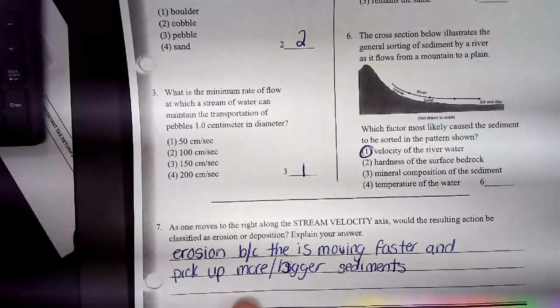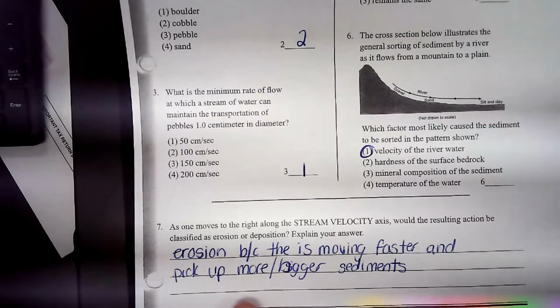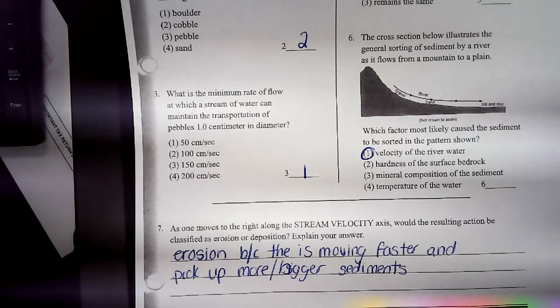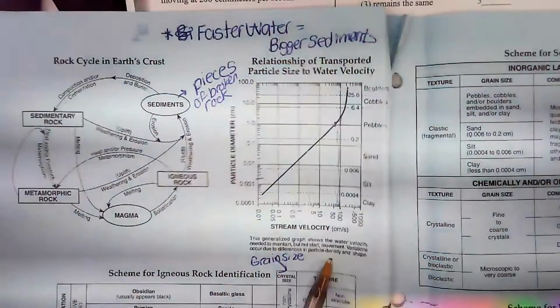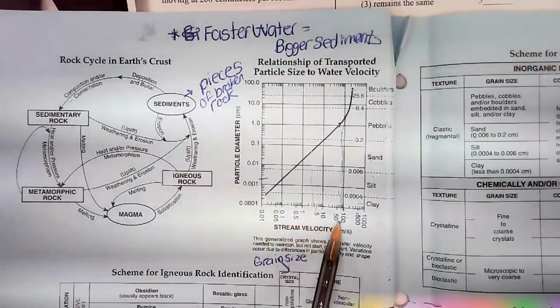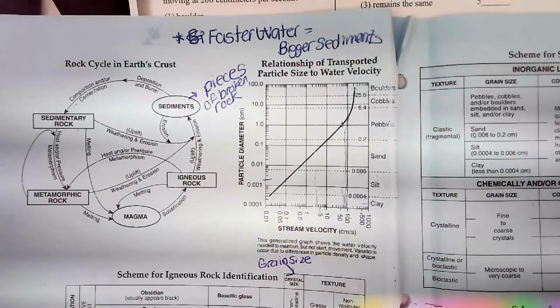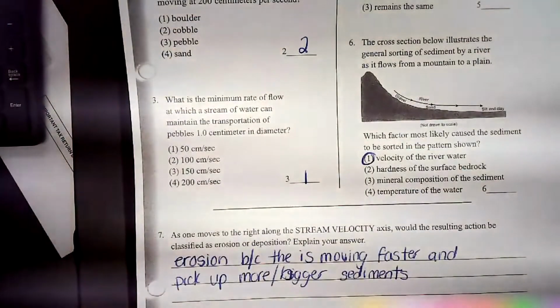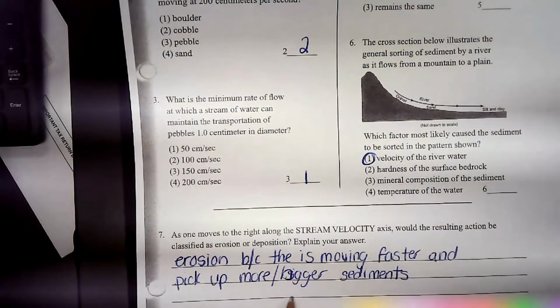7, something about as you go right along the stream velocity axis. So as you go right, the speed is speeding up. So since the speed's speeding up, then you'll have more erosion. So more erosion because it's moving faster and picking up more, bigger sediments.